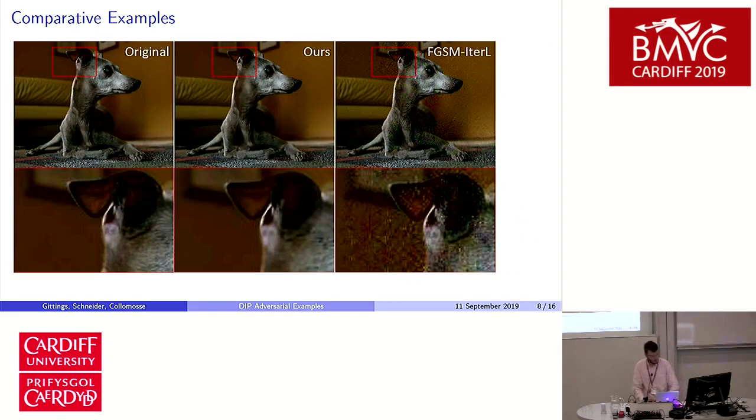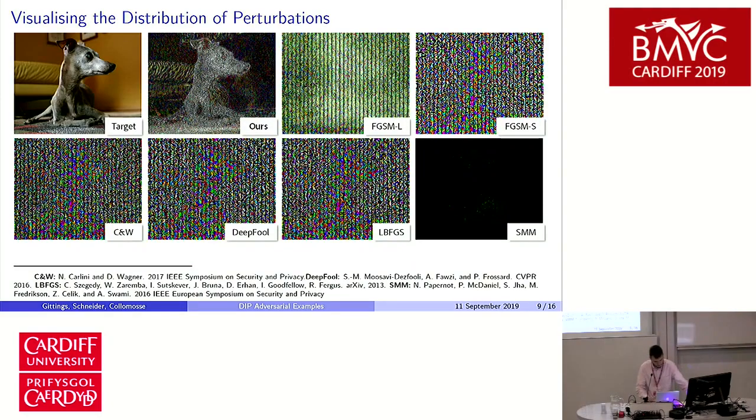So here's an example of what this looks like. So you can see the original on the left, then ours in the middle, and this large perturbation of the fast gradient method on the right. So these two both have very similar resistance, robustness under the affine transformations, but as you can see, ours is a lot less noisy, and it looks a lot closer to the original image.